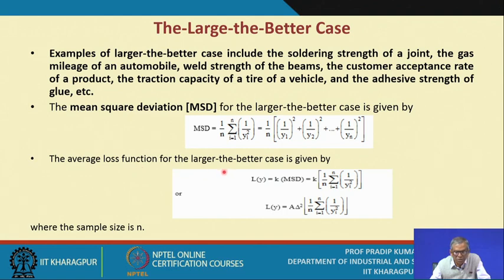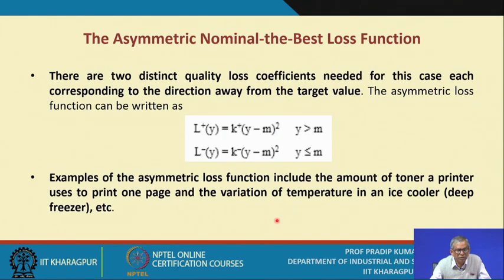So the average loss function for the larger the better case is this one, that is L equals k into MSD. Already we have computed the expression for k, that is capital A into capital delta square. Is it okay? So in a typical problem, these values will be given. That means 10 values of y will be given, or 20 values of y will be given, and you compute this summation, and then you get the value of the loss. Is it okay? So this is the expected or average loss you have computed.